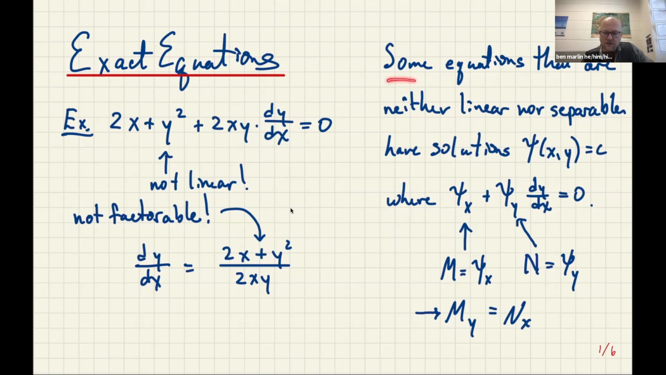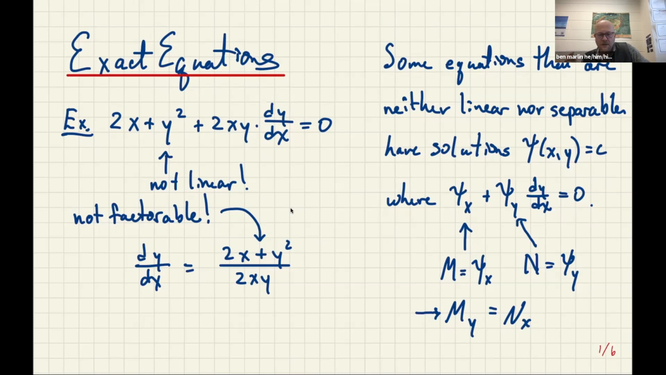However, some equations, and these equations we call exact, you're able to get a solution of the form psi of x,y equals c, and have psi sub x plus psi sub y dy/dx equals 0 be your equation. In that case, we usually have the labeling where we write it as M plus N dy/dx equals 0, having M and N both be functions of x and y.